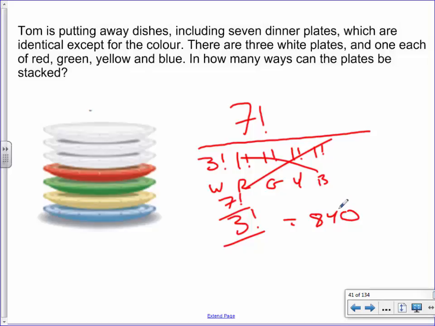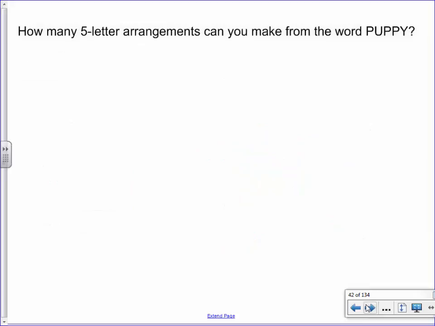Does that make sense, though? If you have the same identical object more than once, that's the time where you divide. So let's try another example here, because I've only got 15 minutes.